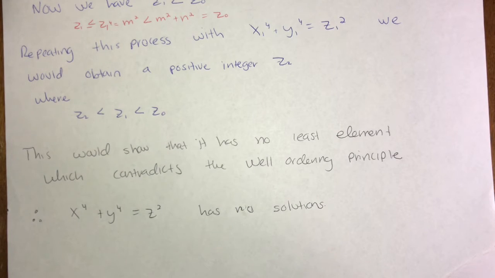Therefore, x to the 4th plus y to the 4th is equal to z to the 2nd has no solutions. And therefore, we have proved our problem.